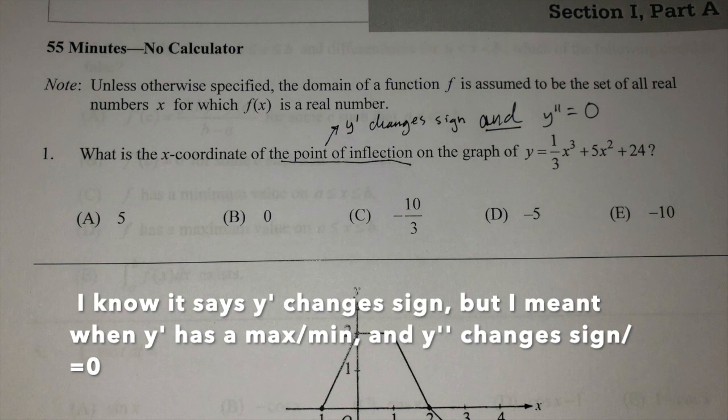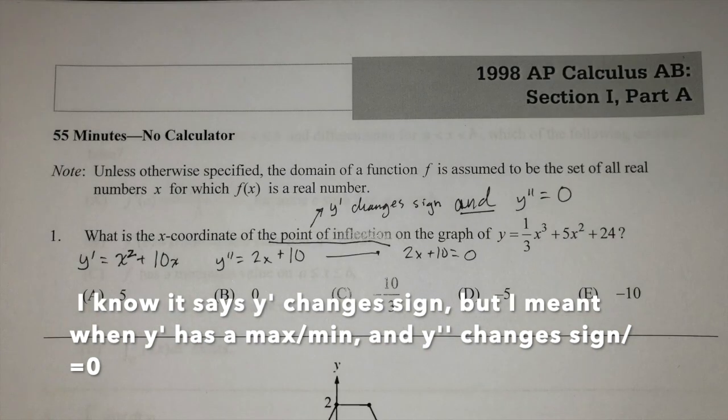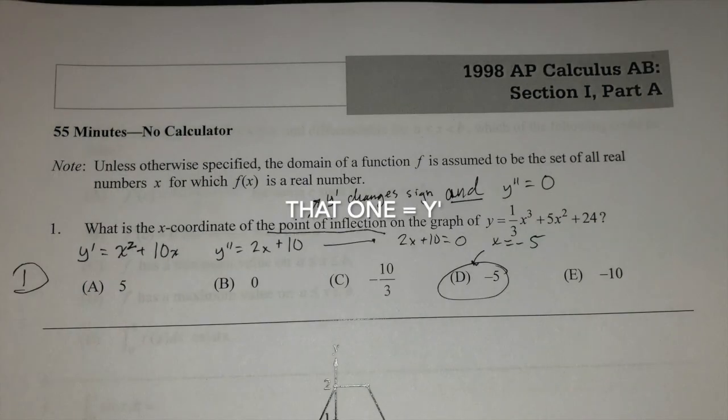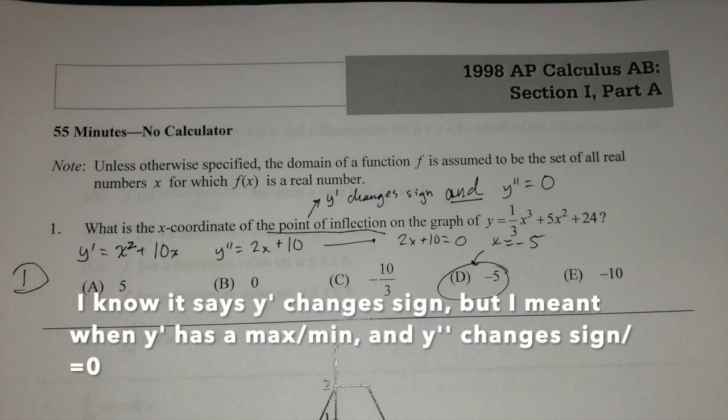The first derivative is x squared plus 10x, and we want to know where that changes sign, which is that one's maximum. And we want to take the second derivative, set that equal to 0. We have found that the x-coordinate is going to be -5 for your point of inflection.